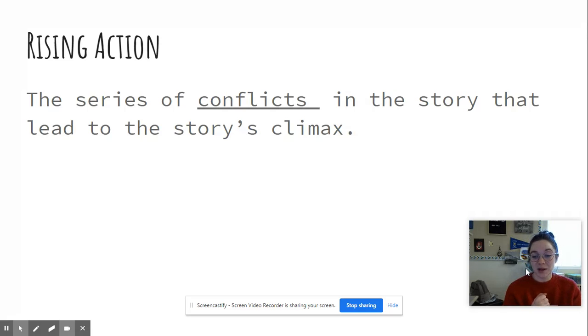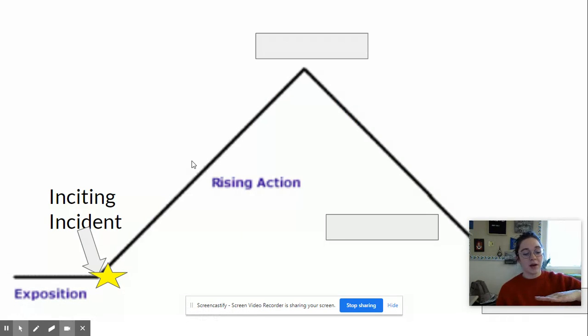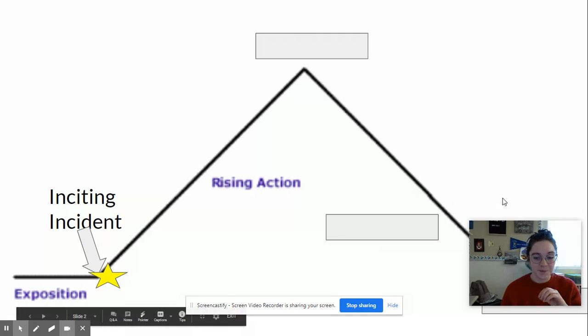But if that was the only conflict that would ever be in that story, it would be kind of boring. Characters are going to encounter more problems as they try to solve that first initial incident. Where we see rising action is that upward slope. So we have our exposition, our inciting incident starts the story going. We're going to start going up, and it's an uphill battle because we have these rising action, smaller conflicts, more problems that our character is going to encounter as they're trying to solve that first inciting incident.